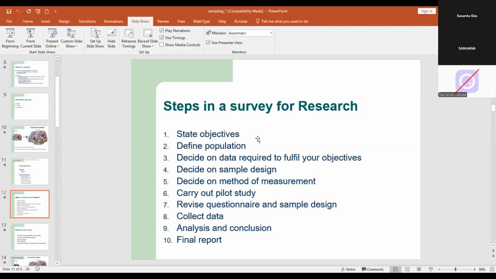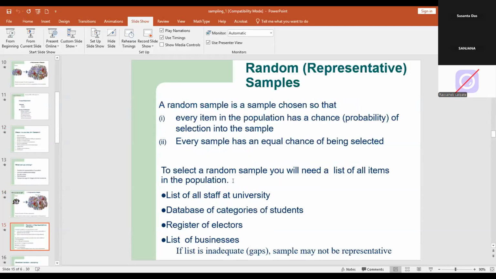Now, to select a random sample, you will need a list of all items in the population. For example, the list of all staff at a university, a database of categories of students, a register of electors, or a list of businesses. If the list is inadequate, the sample may not be representative.